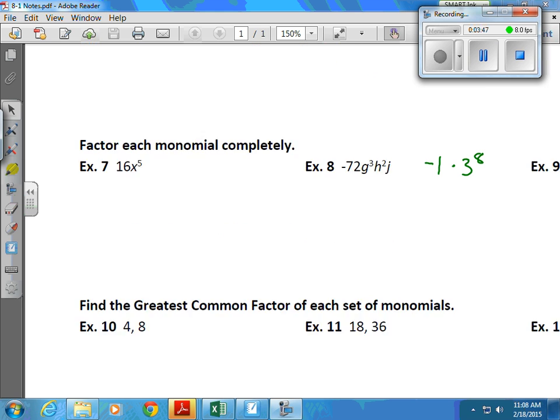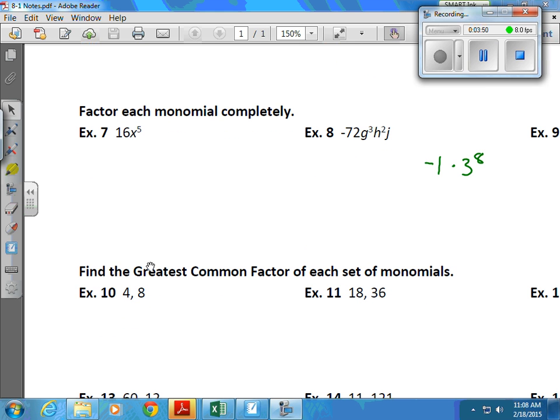Okay, down here on number 7. Now we have variables. So we don't have to worry about the x to the 5th, but let's break the 16 down. What is 16 equal to? 4 times 4. And what does 4 break down into? 2 times 2. So this could be written as 2 to the 4th, x to the 5th. Okay?